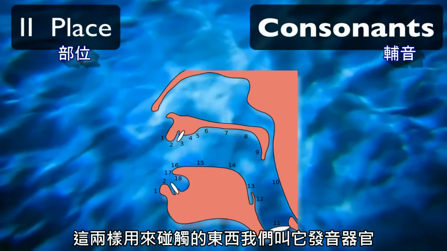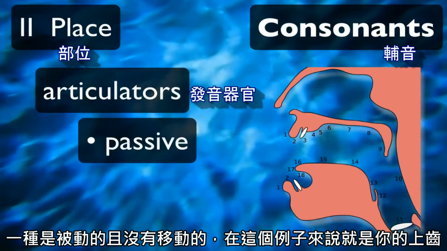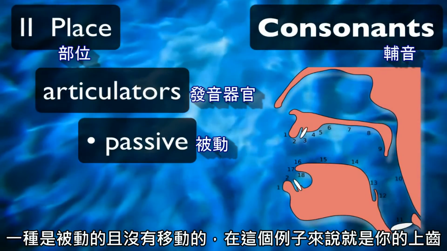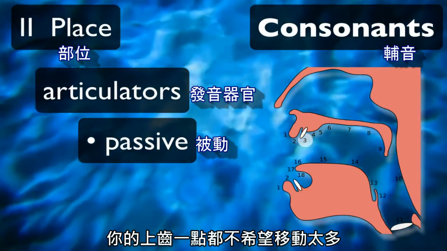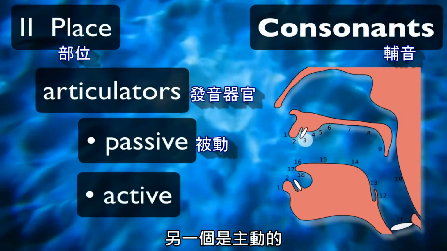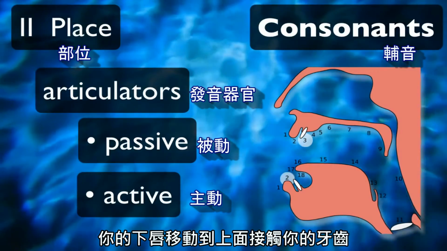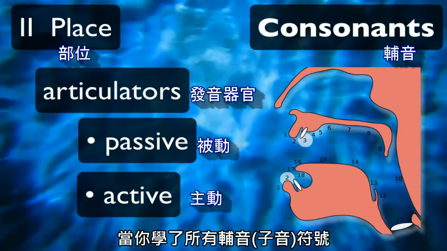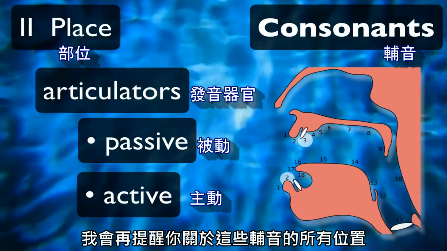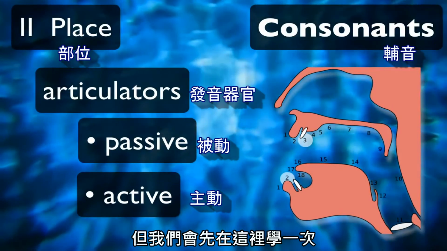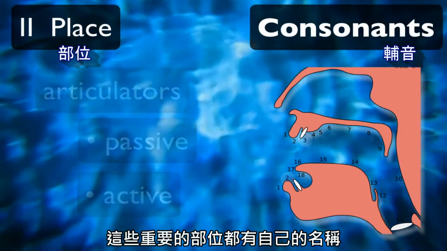The 2 things that touch are called articulators. One is passive and doesn't move. In this case, it's your upper teeth, which hopefully don't move at all. And one is active. Here, your lower lips are moving up to contact your teeth. When you learn the symbols for all the consonants, I'll remind you about all of these locations, but we'll learn them here for the first time.